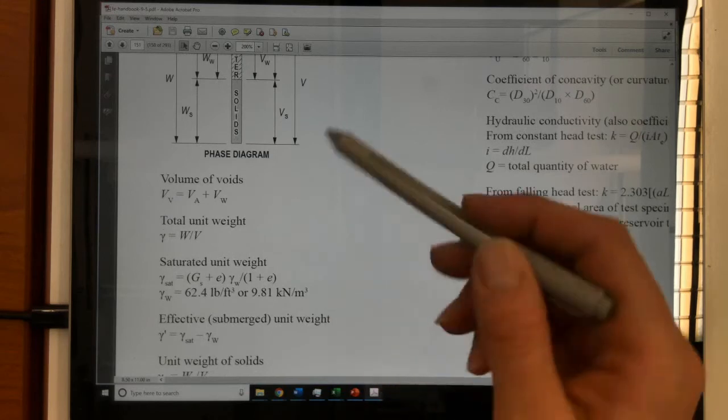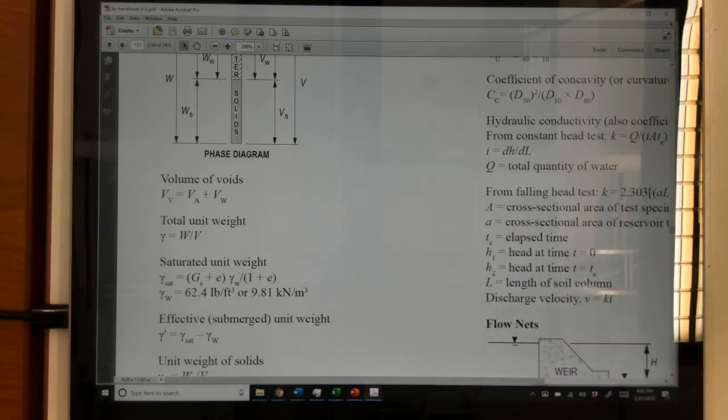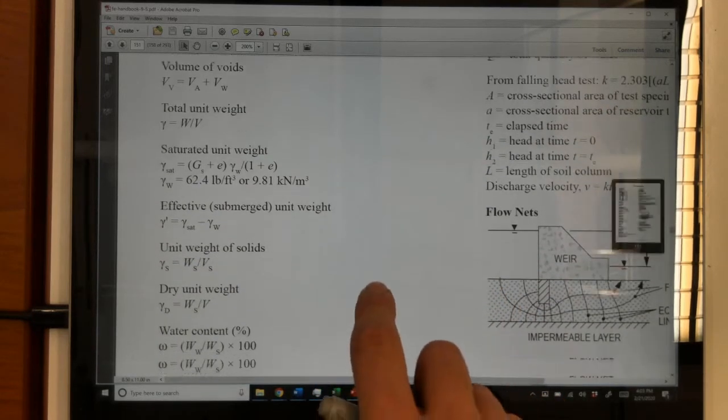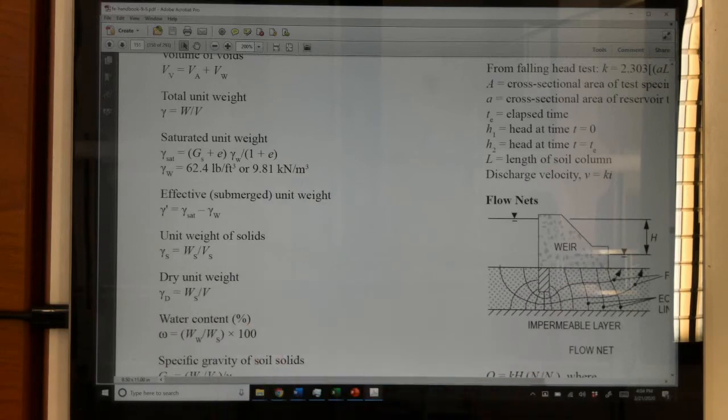Something else to note as we scroll through this reference manual is that they give you the unit weight of water, and of course we use that all the time, and we knew what that was in both sets of units, pounds per cubic foot or kilonewtons per meter cubed. Then the different types of unit weights are explicitly written out for you here. Of course, I would always remind you in class that dry unit weight isn't unit weight of solids, right? And the definition of that is there. So weight of solids over total volume.